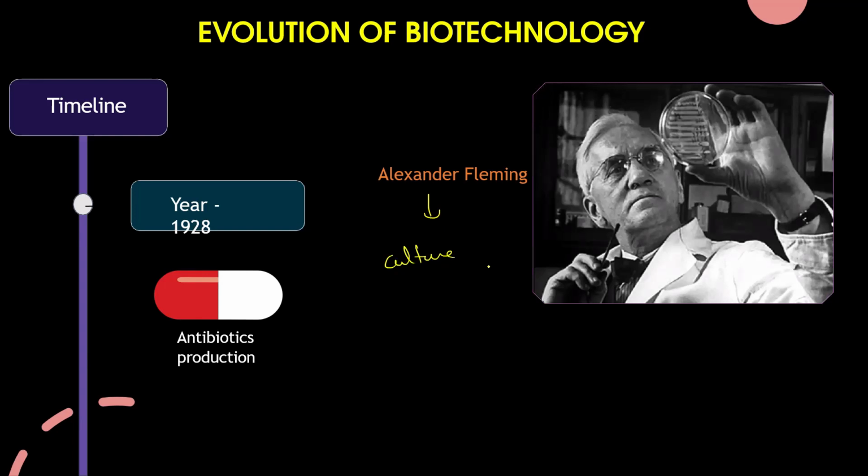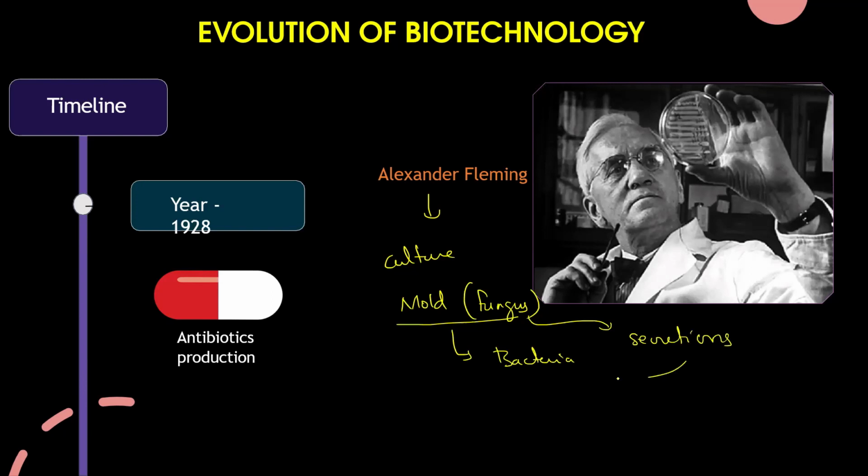So actually he was performing the experiment in a petri dish, and without cleaning it, he left it. When he looked the next time, there was a mold. Mold is a fungus. There was a mold growing in that petri dish, and wherever this mold was present, there was no bacterial growth. But other than this fungal area, bacterial growth was seen. Upon testing that, he understood that this fungus was releasing certain secretions. Those secretions were killing the bacteria. And he named it penicillin.